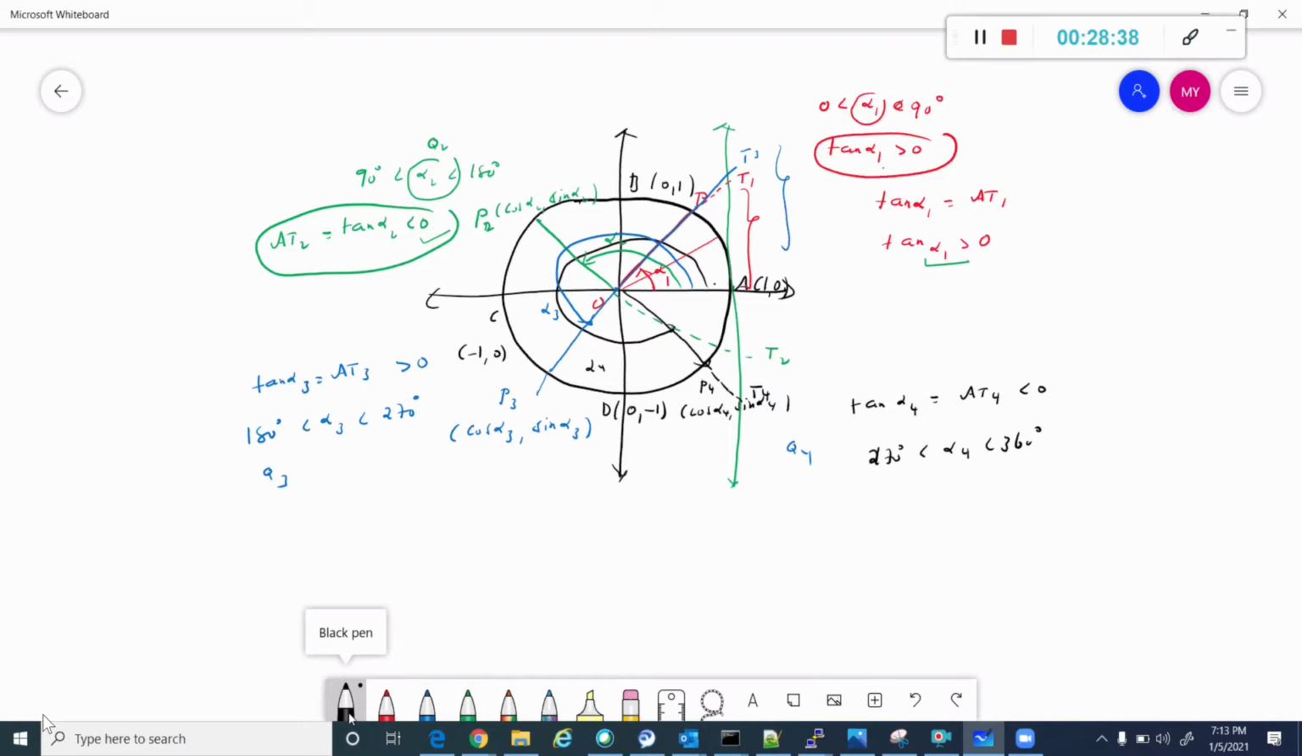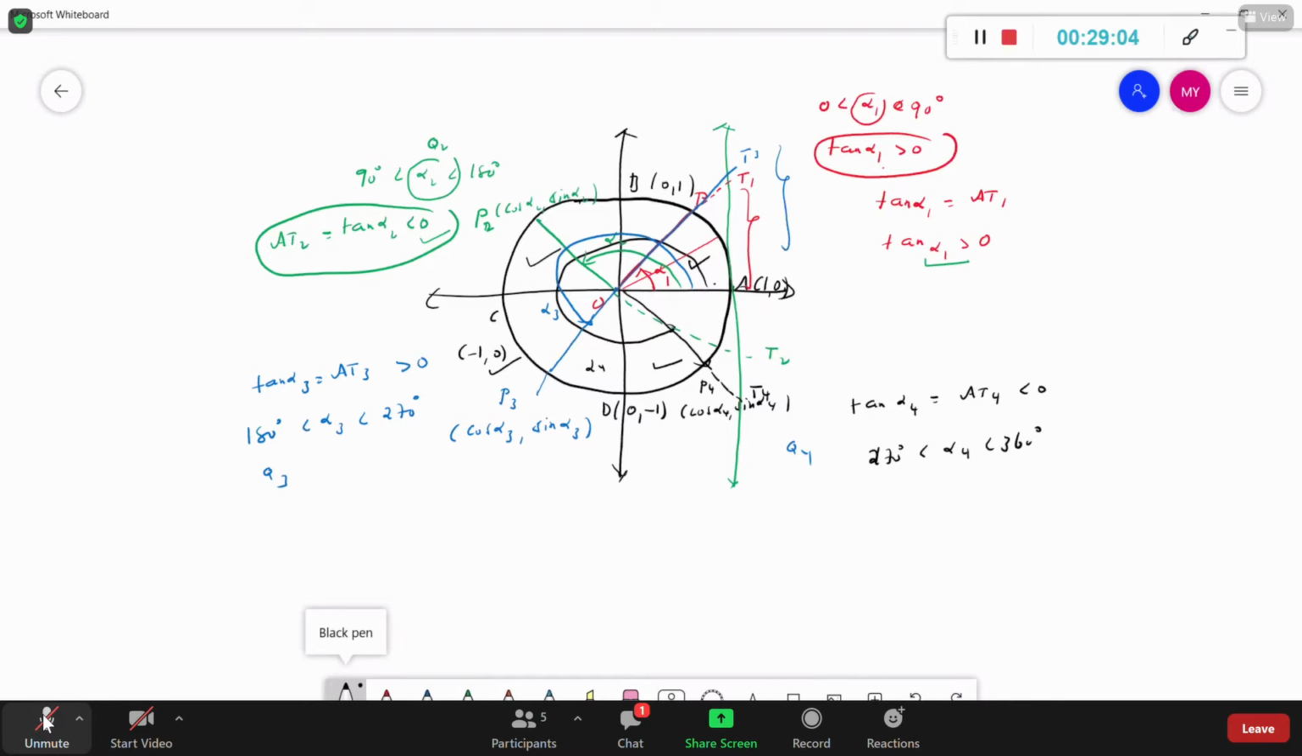So now you understood why tan is positive in the first quadrant, why tan is negative in the second quadrant, why tan is positive in the third quadrant, and why tan is negative in the fourth quadrant. Please note this down. Yes, sir.